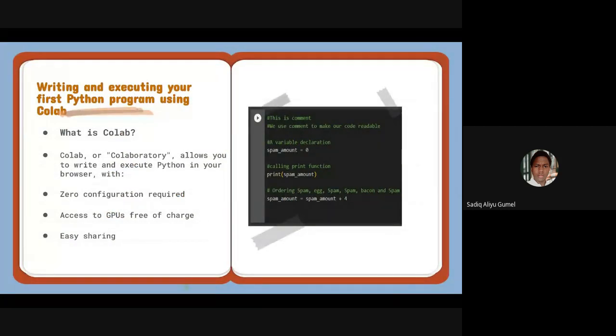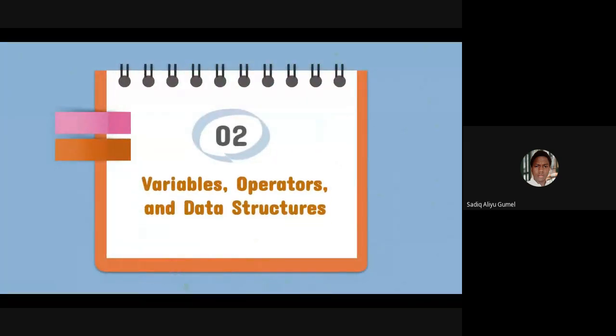So what is Colab? Colab, or Collaboratory, allows you to write and execute Python in your own browser without downloading anything on your device. This means that you will have zero configuration required and also access to free GPU, and it is easy to share and collaborate with your colleagues while enjoying interactive code written in Python. So this covers the introduction chapter. We'll move on to start getting to know Python better.